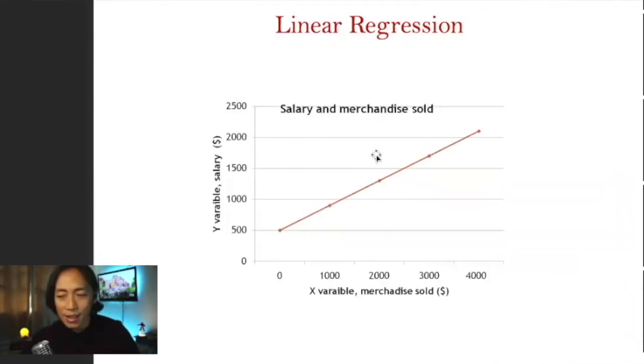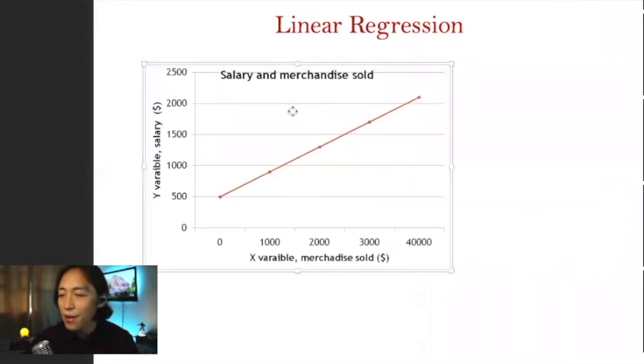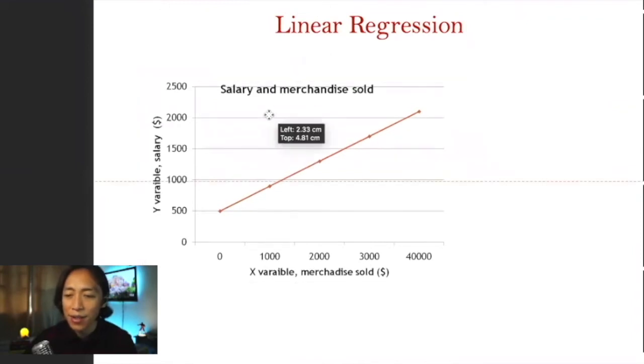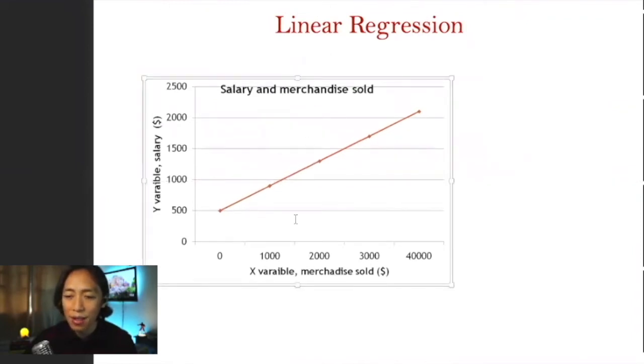So here is an example of two variables that have a relationship. So this is our x-axis. What are our two variables? Our two variables are merchandise sold. This seems to be a data set coming from salespersons. And this is data containing, how many salespersons do we have here?